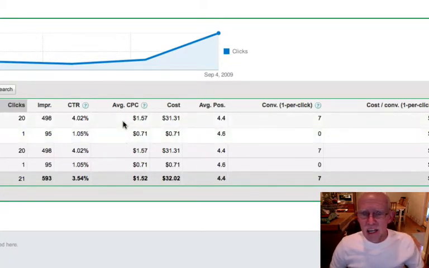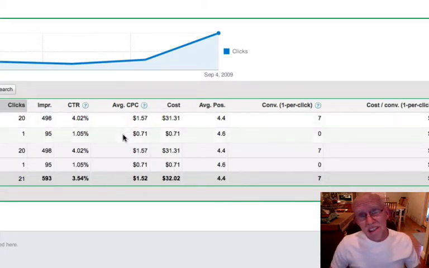You can see that the cost per click for the search is $1.57 and only 71 cents for the content. Same ads, nothing different about them. One's just a lot cheaper than the other. You just won't draw as much traffic.